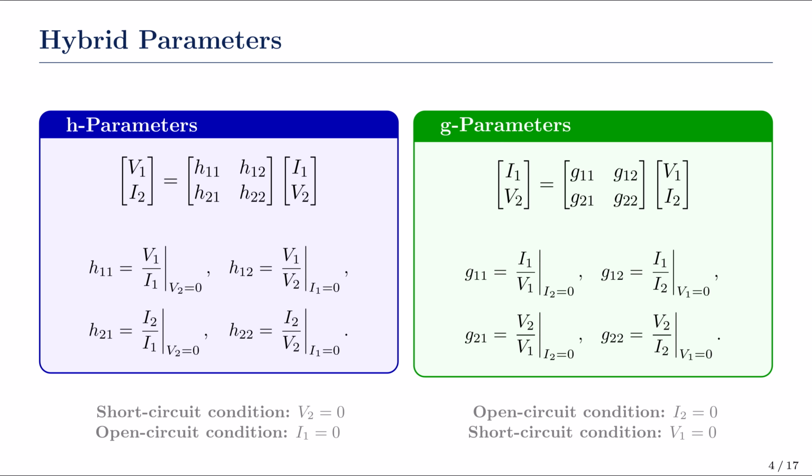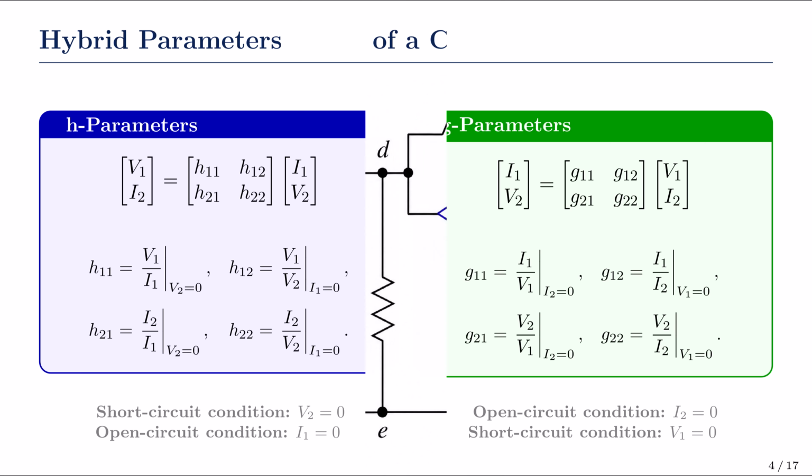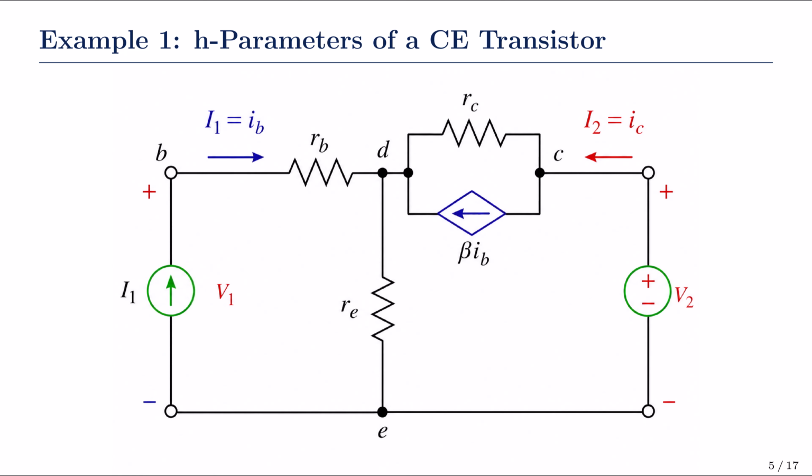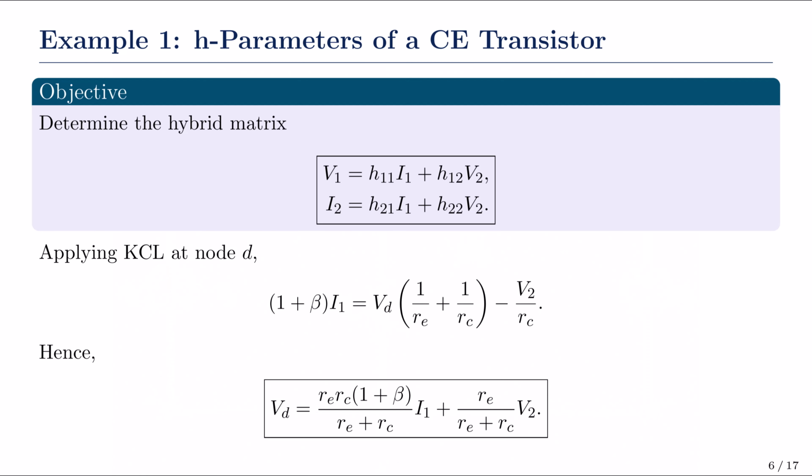open-circuited. The inverse hybrid parameters, or G parameters, use the complementary arrangement of variables. Their definitions are obtained by interchanging the rows of voltage and current at the two ports. We now begin the first application, determining the H parameters of a common emitter transistor model. Our objective is to express the two-port variables in the standard H parameter form, V1 as H11 I1 plus H12 V2, and I2 as H21 I1 plus H22 V2. We will derive the four parameters directly from the transistor equivalent circuit rather than converting from another parameter set.